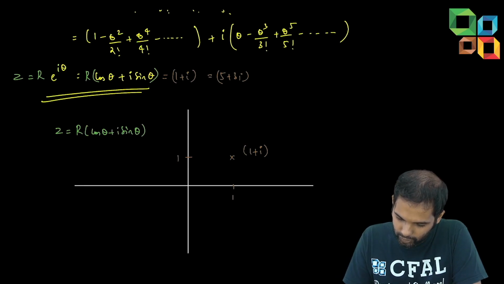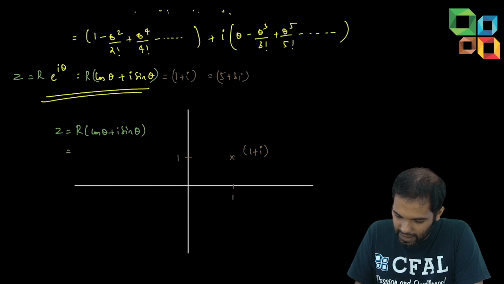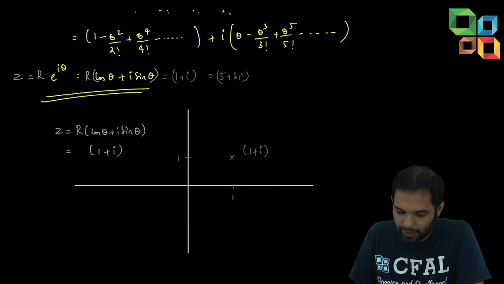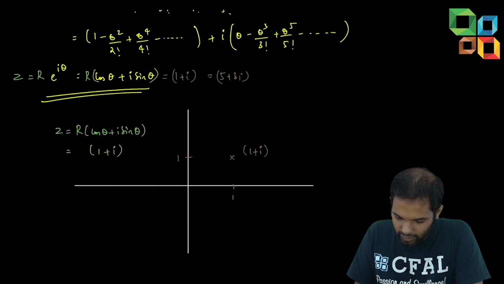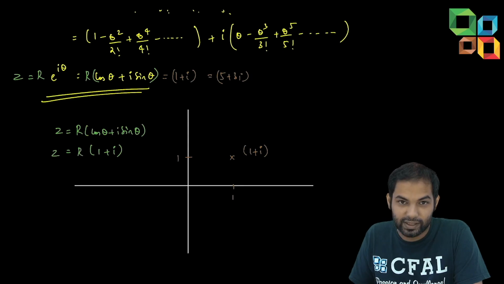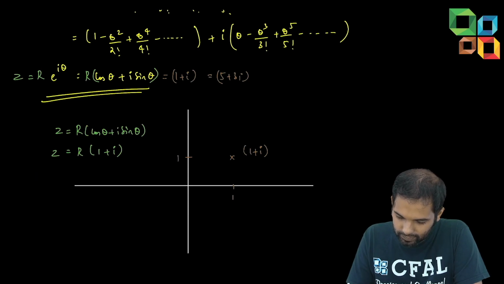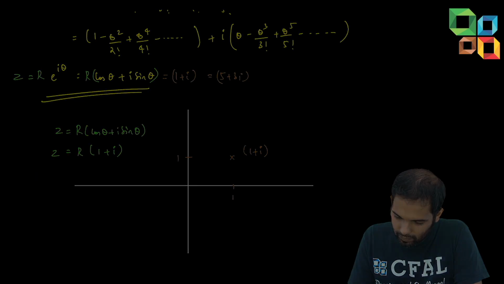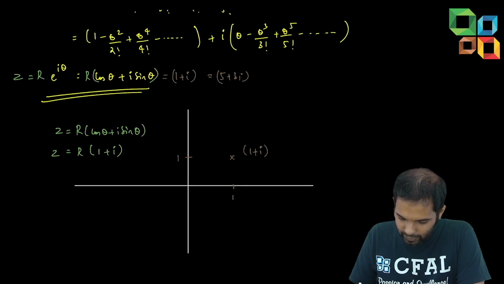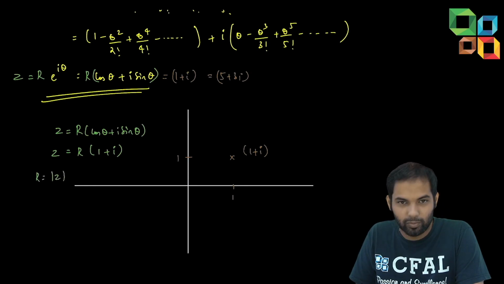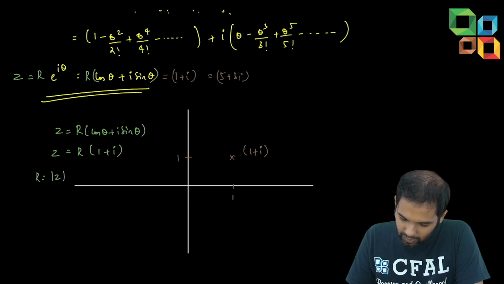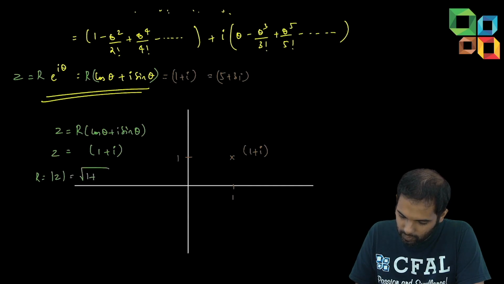So let us try for this problem. What is r? This is equal to 1 plus i. So I want to try to figure out what is r and what is theta. r is nothing but the modulus of the complex number, isn't it? Correct. So if I try to find the modulus of this, it's nothing but root of 1 plus 1, which is root 2. And theta is nothing but tan inverse of y by x.